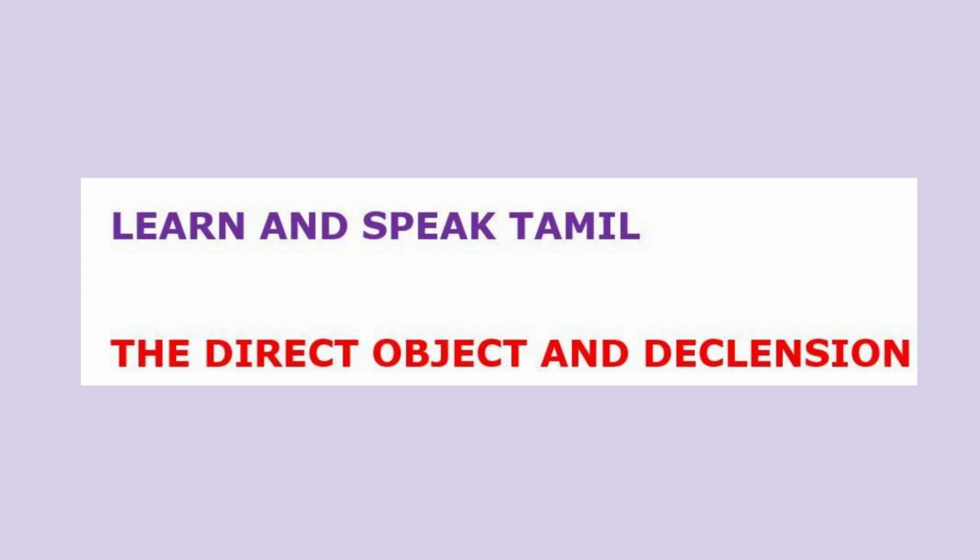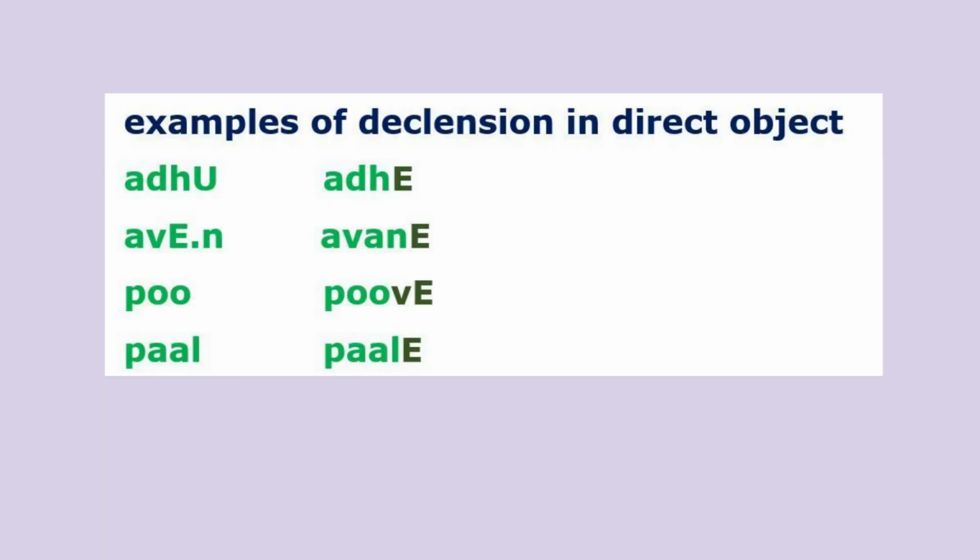In this video number 86, we are going to see direct object and declensions. We'll see the grammar part of that later, but let us see some examples to understand that. Let us see some examples of words, how they change as a direct object, that is adu, meaning that will become other. Avan, that is he, will become avana. Poo, poova. Pal, pala. Pal is milk, poo is flower, avan is he, adu is it. Let us see some examples now.